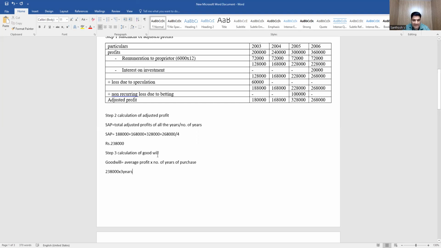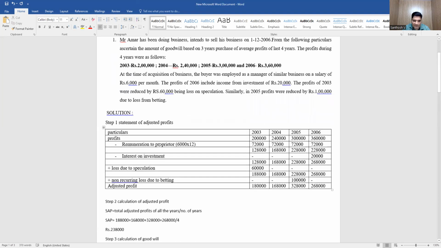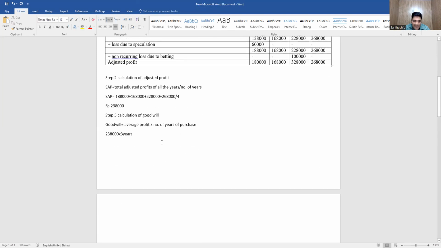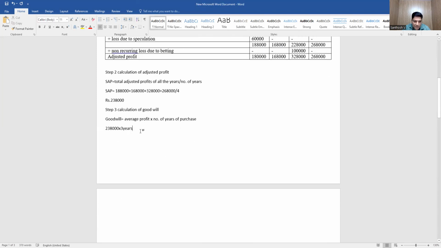So don't get confused here. 4 years in the sense, 2003, 4, 5, 6, we have taken in step number 2. But in step number 3, it is given in the question, that is 3 years. Number of years of purchase is given here. So these 3 years we need to take. So 2,38,000 into 3 years, how much will you get? You will get rupees 7,14,000.